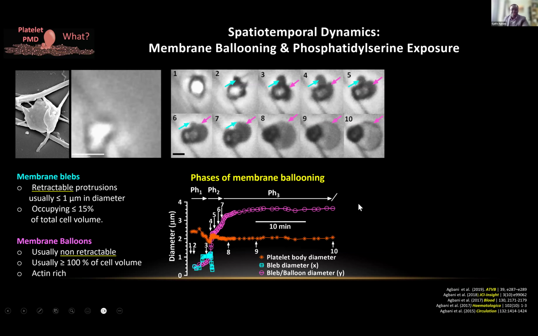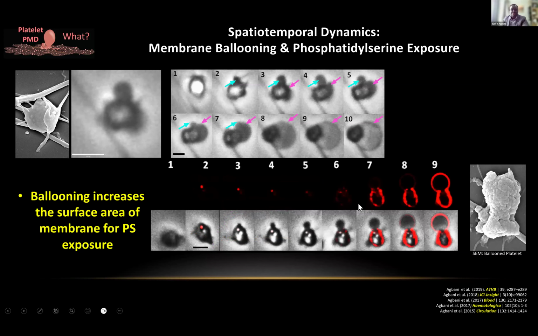But what is important for the purpose of this talk is that functionally, ballooning increases the surface area of the membrane for PS exposure. So if I can just draw your attention to frame 9 here, you will notice that at this point, both the platelet body and the platelet balloon itself have accumulated annexin 5, meaning that they are now able to allow for the docking of factor 5, factor 10, and they can become a hotspot for thrombin generation. So this way, the platelet is able to suddenly increase its surface area and amplify coagulation. You will see this in detail as the talk goes on.